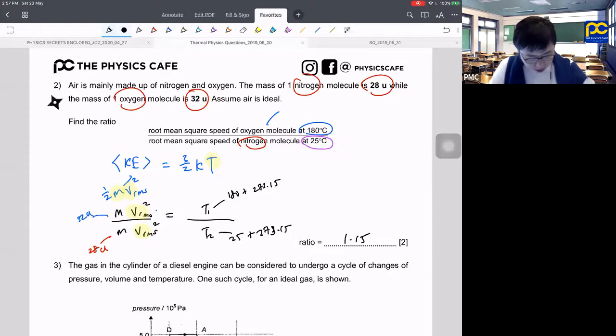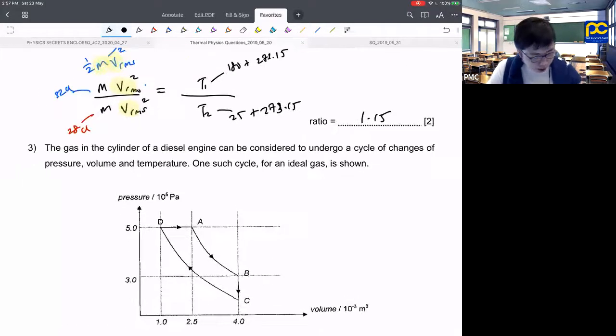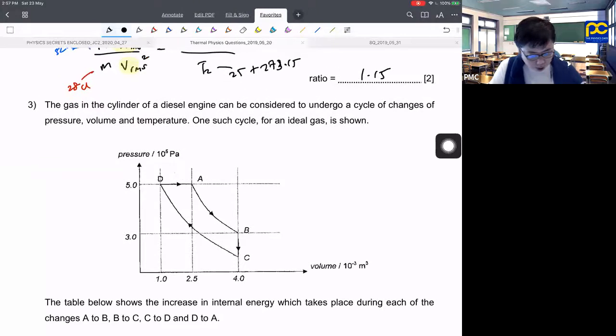Okay. Now let's go on to question 3. Everyone fill it on your own. Fill in the table on your own. Very simple question.